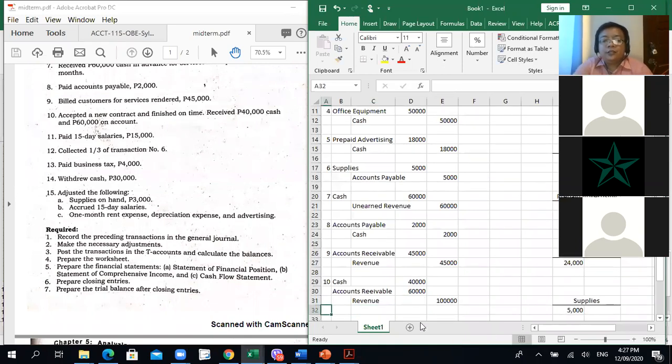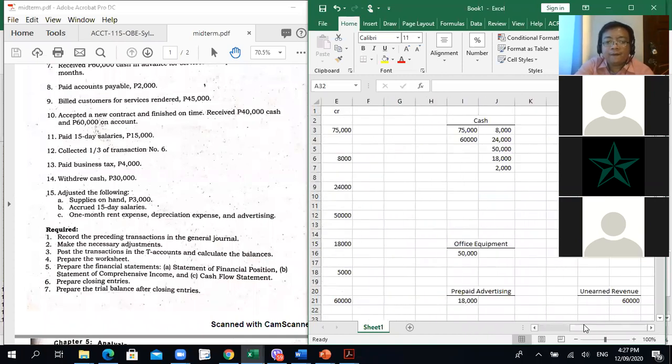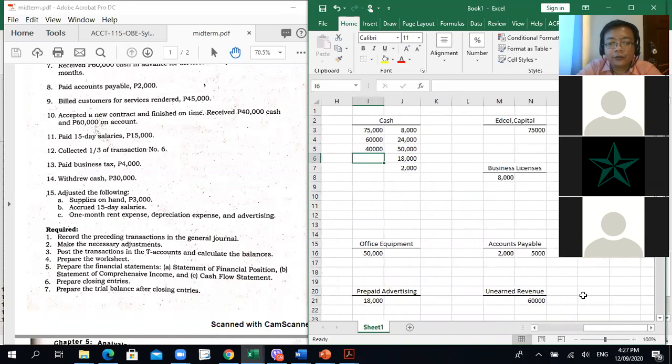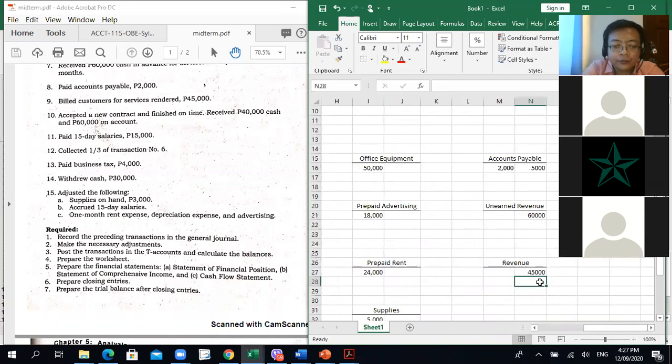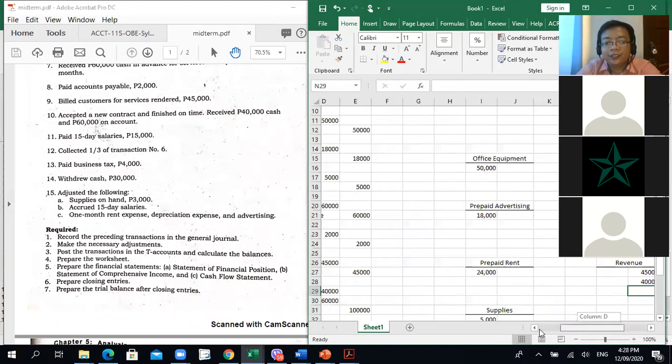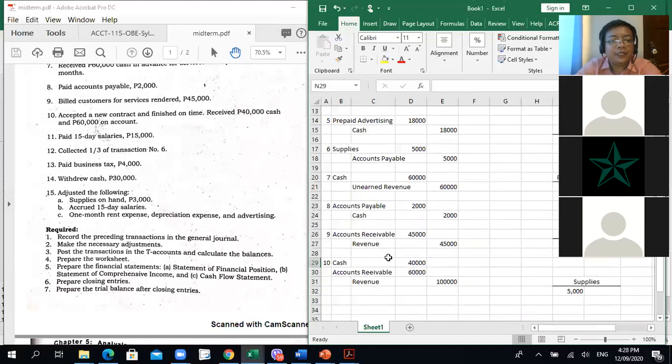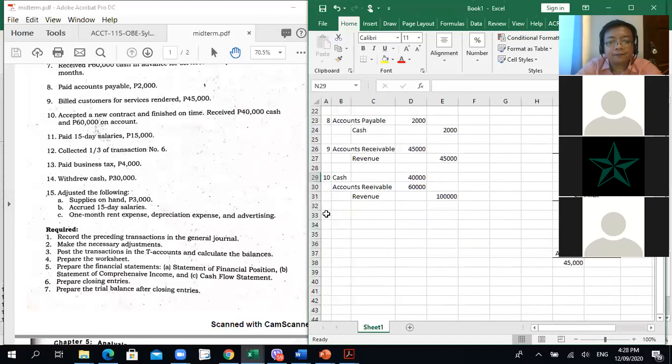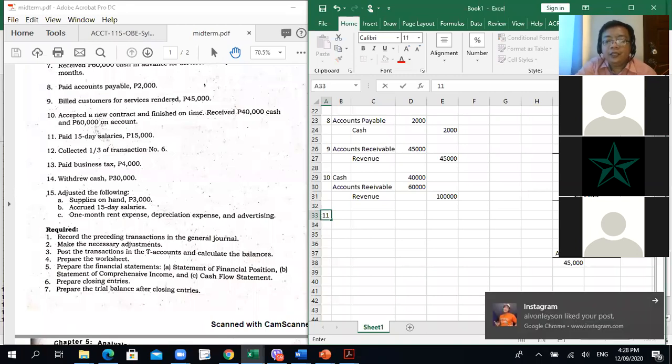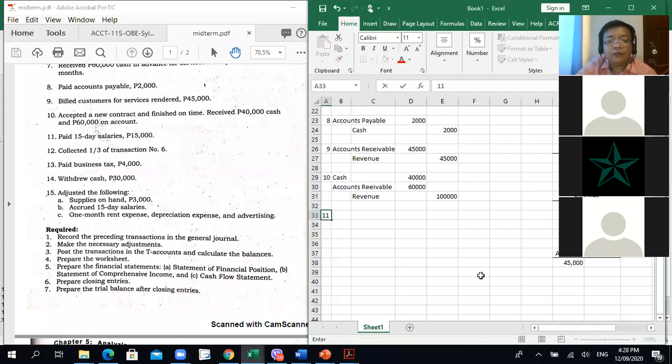And so you have here cash of 40,000, all right? And you have also revenue of 100,000. All right. So far tama kayo. So far you are correct, no? Tama ba? All right. Number 11.